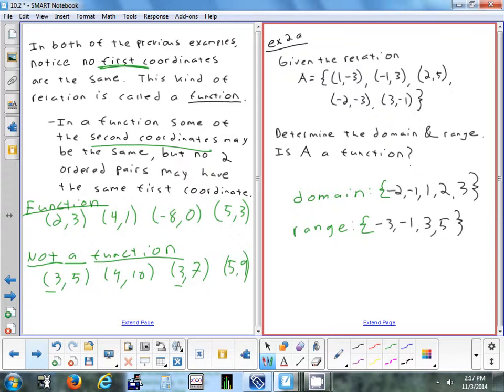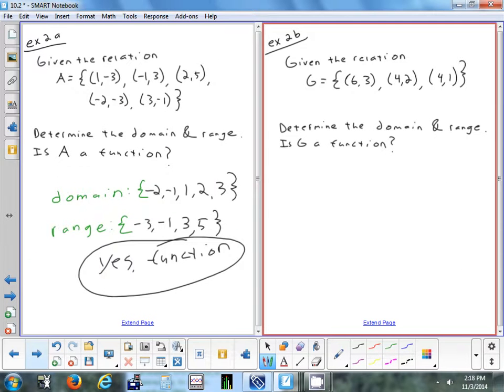Now you're answering the question, is that a function? Did any values in the domain repeat? Nope. So yes, this is a function. Remember, like Spencer said earlier, if it repeats in the range, that's okay. All right, it's okay if you repeat. Okay, how about this one?